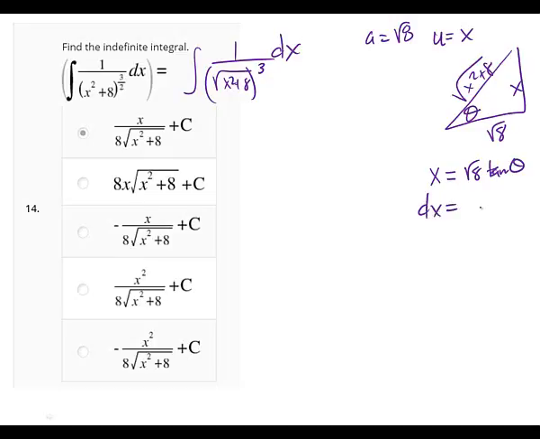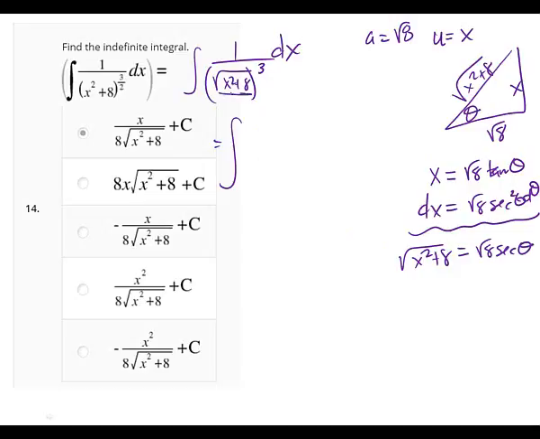So dx ends up equaling what? Secant squared theta d theta. All right, and then our radical equation equals what? Radical 8 secant theta. And I know it looks scary to have all these radicals in there. All right, let's sub in. So let's see, for the radical, what are we subbing in? Radical 8 secant theta.